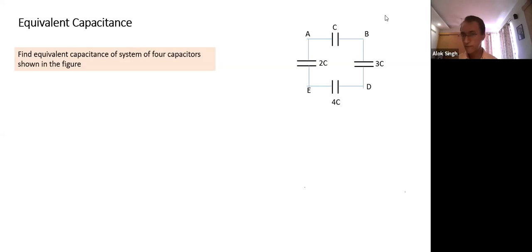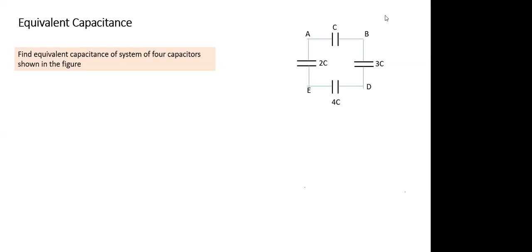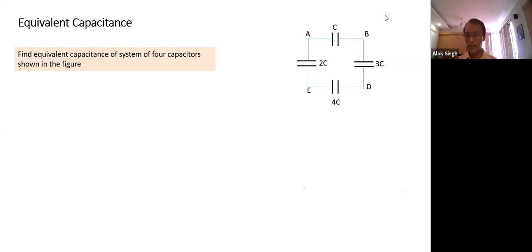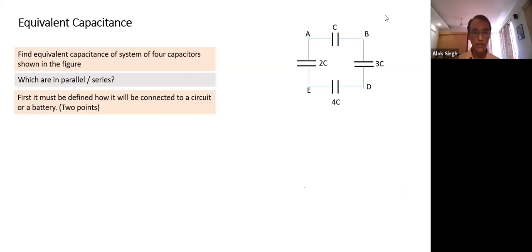Is anything missing? Something is missing: the potential points. We have to define the points, because how it will be connected to the circuit, or where the battery will be connected, is important. If we just say find the equivalent capacitance for the same 4 capacitors, it appears connected in a square or rectangular shape, but by itself we cannot find the capacitance. We need to define across which 2 points the battery will be connected, or across which 2 points capacitance needs to be formed. For parallel and series, we can't say anything until we define where it is connected.